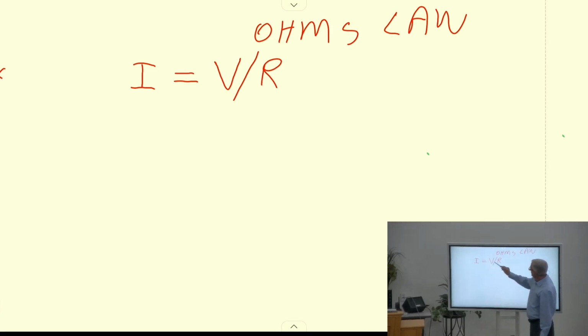But what happens if you increase voltage? It's going to increase the current. So when you increase voltage, you're going to increase the current. Increase resistance, you're going to reduce the current.